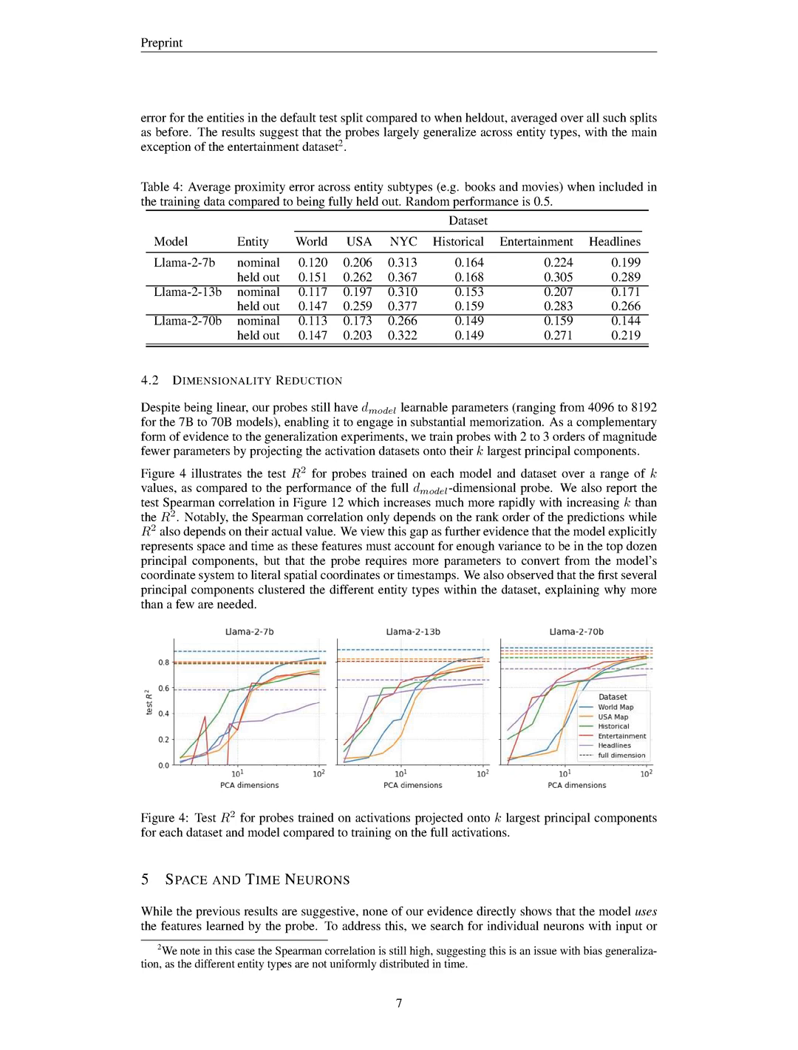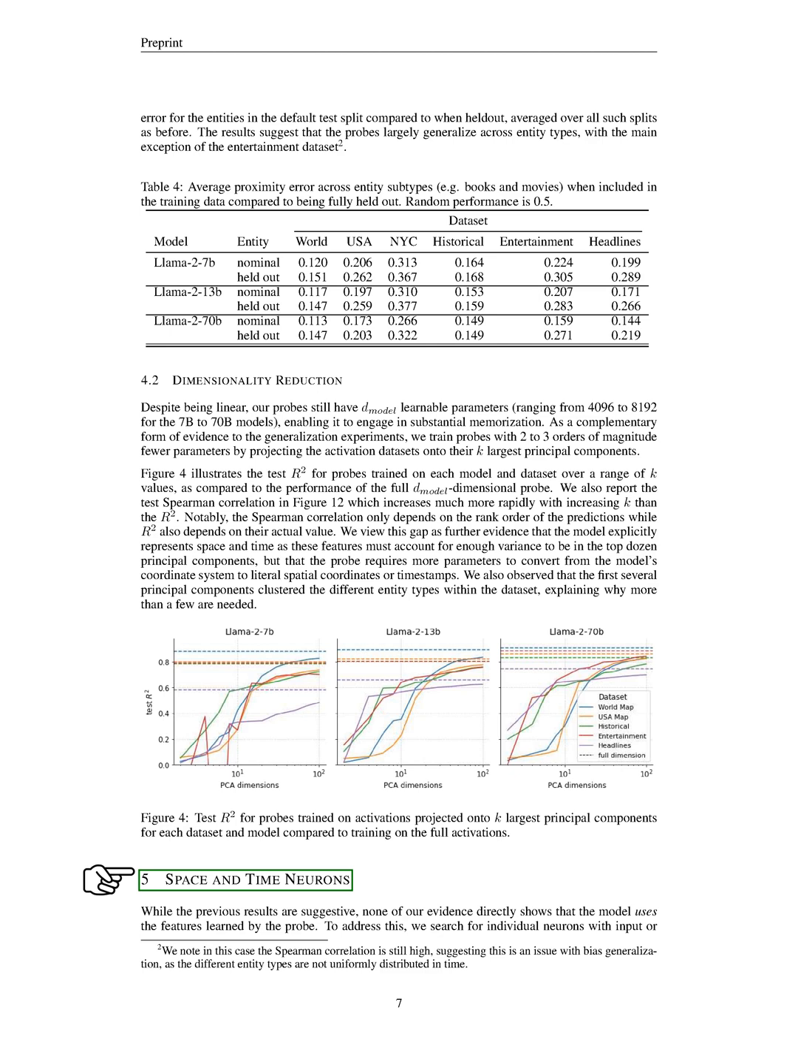Section summary. The authors conducted robustness checks to validate their findings. They analyzed how the probes generalize when specific blocks of data are held out, finding that while generalization performance suffers, it is still better than random. They also trained probes with fewer parameters by projecting the activation datasets onto their principal components, observing that the model explicitly represents space and time, but the probe requires more parameters to convert from the model's coordinate system to literal spatial coordinates or timestamps.